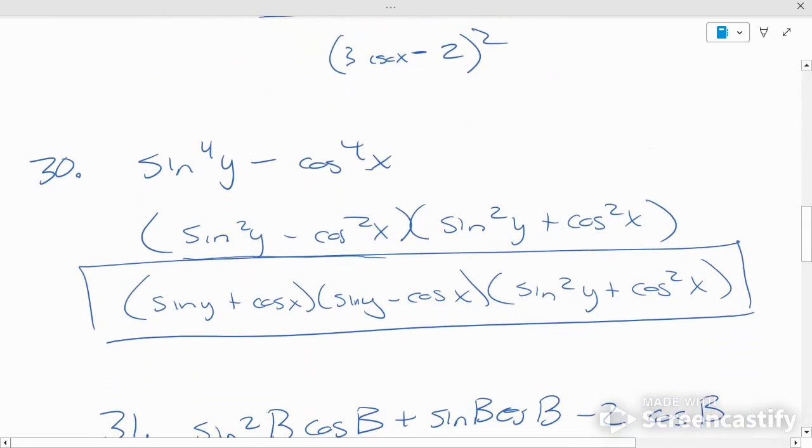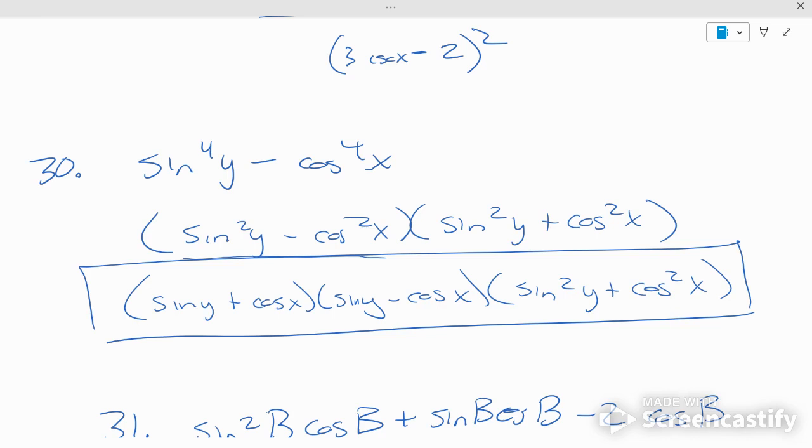Number 30, here's where it got tricky. Sine to the fourth of y minus cosine to the fourth of x. I'm sure all of you got this, but some of you maybe didn't get this. Okay? This is differences of squares again. So you have to break this down again.